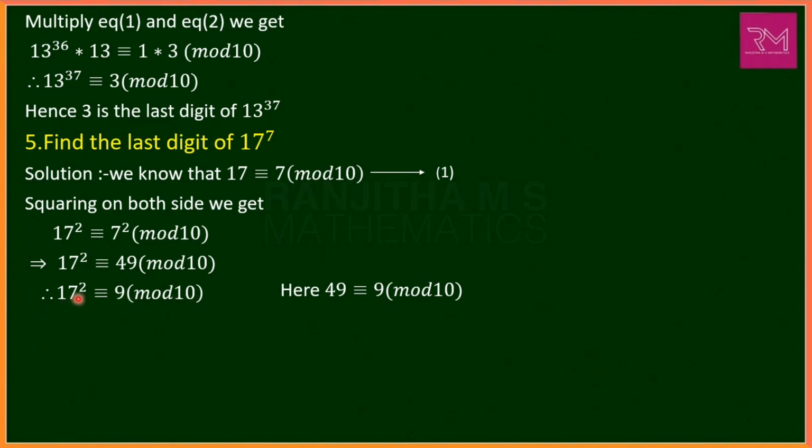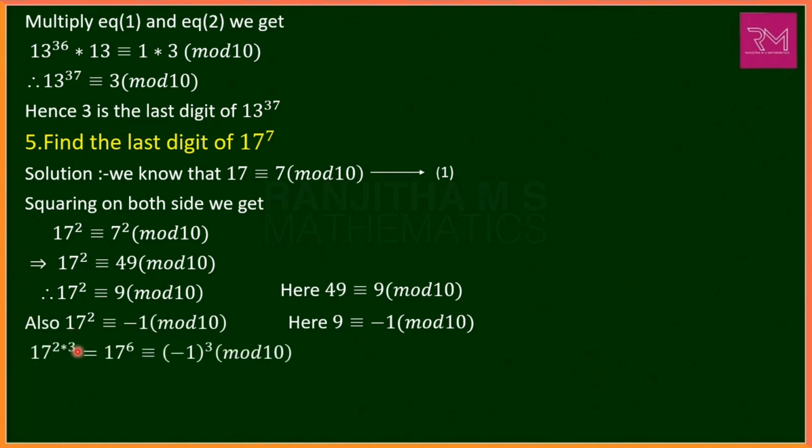On the left hand side, that is 17 square. Next step, we have to raise the power so that we get 17 power 7 or nearly 17 power 7. On the right hand side, we have 9. If we raise the power, we get a larger value. So to reduce that, we can write 9 is congruent to minus 1 modulo 10, that is, 10 divides 9 plus 1, which is 10. Therefore, in the place of 9, we can substitute minus 1, that is 17 square is congruent to minus 1 modulo 10. Now we can raise the power of 3.